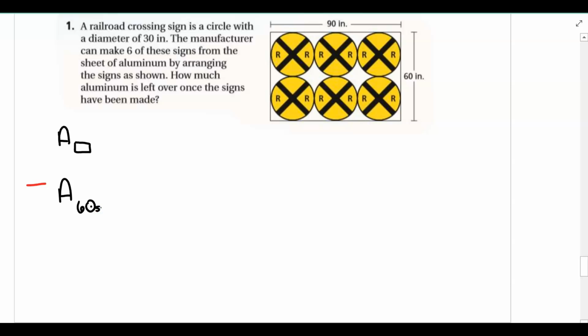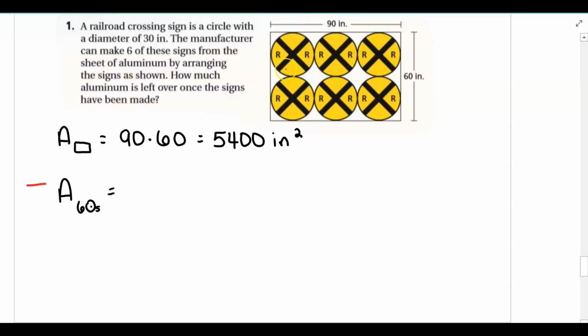Okay, so find the area of the rectangular sheet. That's going to be my 90 by 60. So 90 times 60 is my base times height. So that gives me an area of 5,400 inches squared. Now we want the area of the circles.